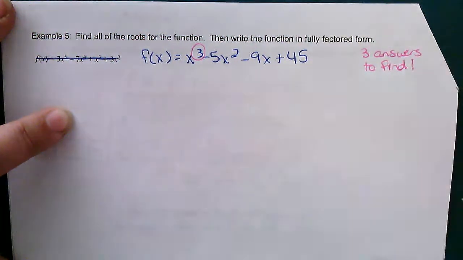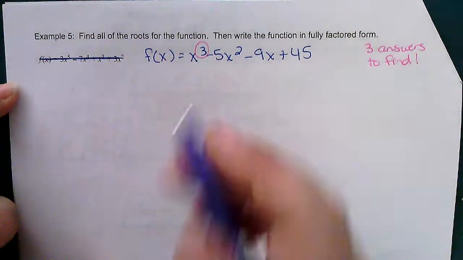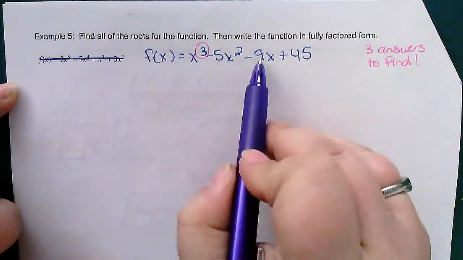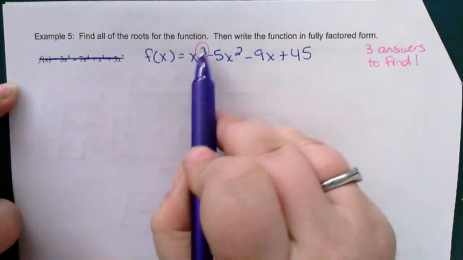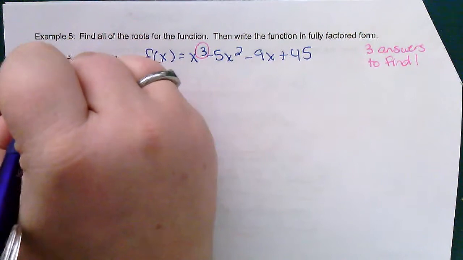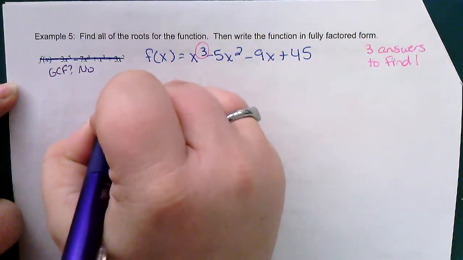3 roots to find. So are we going to be able to just find one and be done? No, we're going to have to find 3. Okay, so we need to start making our list. So we need to look for a GCF, and I don't see a GCF. This has an x, this does not, so I don't see any GCF. So GCF, question mark, no. So then we just start with our list.